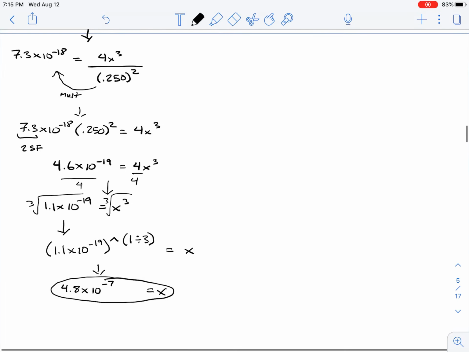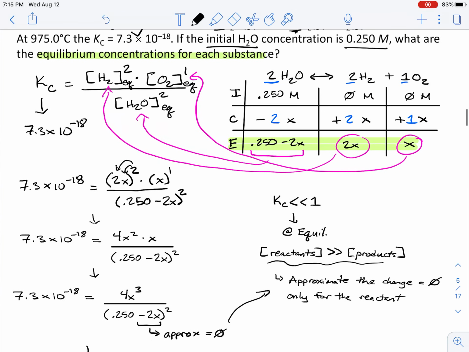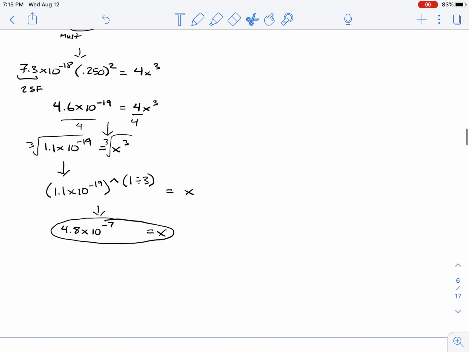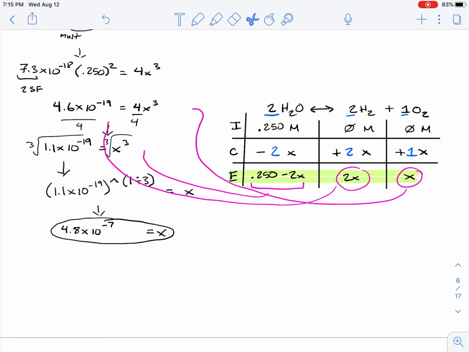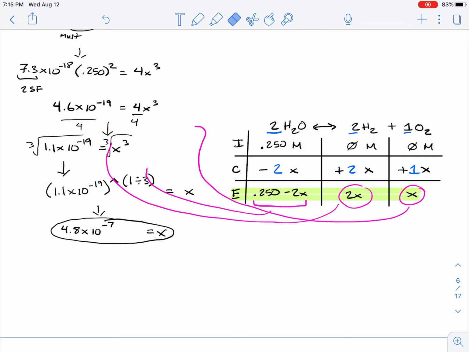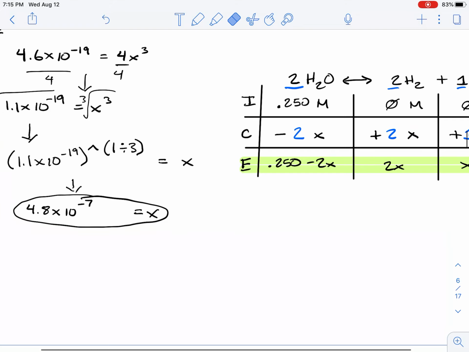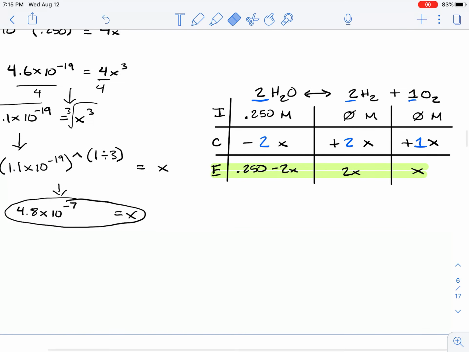So let's think about the answer for x with respect to the concept. Is it right for us to ignore the 2x? Okay, let me put that here. Let me erase all of this. All right. So let's think about this concept. Was it right for us to ignore this minus 2x?